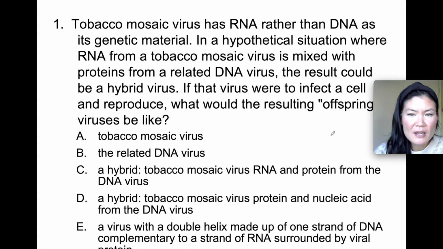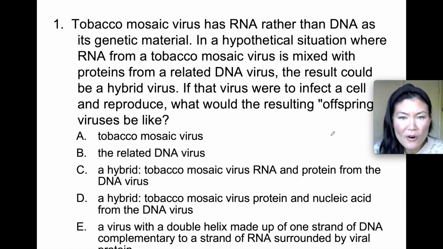Tobacco mosaic virus has RNA rather than DNA. Chapter 19 is about viruses, and that's one that I didn't put on our calendar to go over, but we might go over viruses after the AP exam, because I know that some of you guys are interested in learning about viruses, especially right now with the pandemic. In a hypothetical situation where RNA from tobacco mosaic virus is mixed with proteins from a related DNA virus, the result could be a hybrid virus.